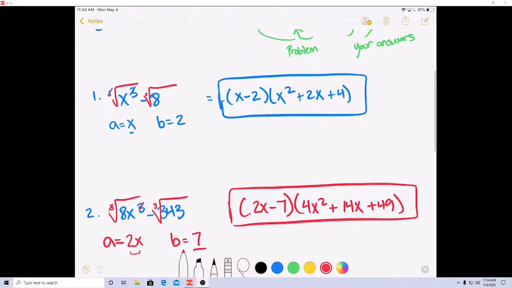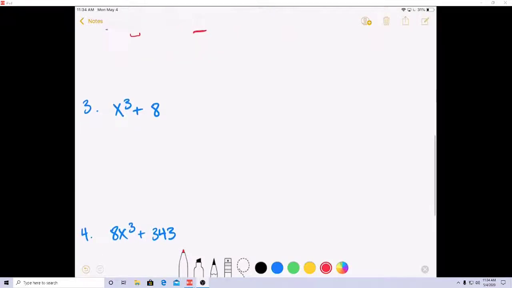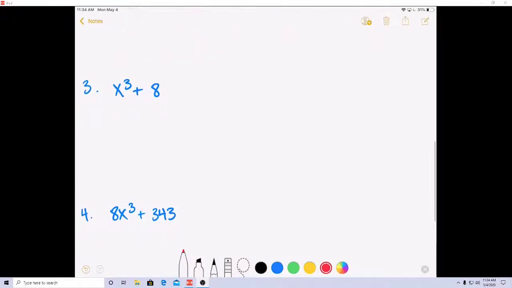Difference of cubes. So notice I just gave you technically the same exact problem right here on number 3 in this example, and I think I do this on your assignment. The only thing that changes is it's a plus sign in the middle.